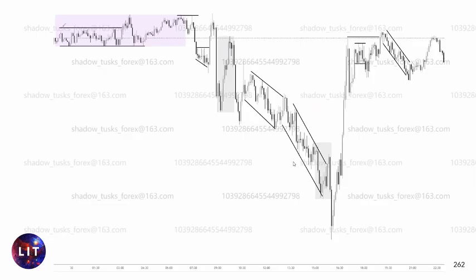Let's go. So obviously we have sideways channel, equal highs here, also equal lows here, little build up here into another downwards channel here, and then another downwards channel here. This is a false reaction upwards. I'll show you why. And then we go into sort of end of day around London close, but obviously a little bit afterwards as well.